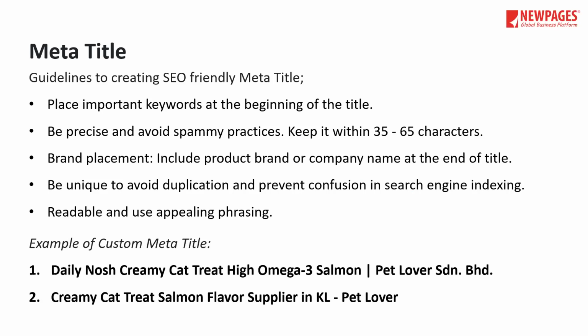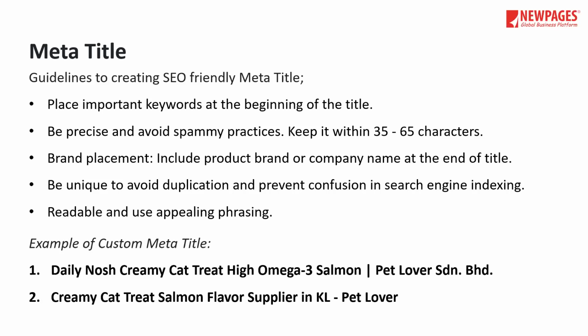The second one is you need to be precise and avoid spammy practice. No need to put things like limited edition, or one and only, this kind of spammy practice. You need to be precise. For example, if this product is about salmon, then just put salmon. There are other keywords that really attract your customers' attention, like omega-3, or creamy, which explains the product specification. It's not solid food, it's creamy for my cat.